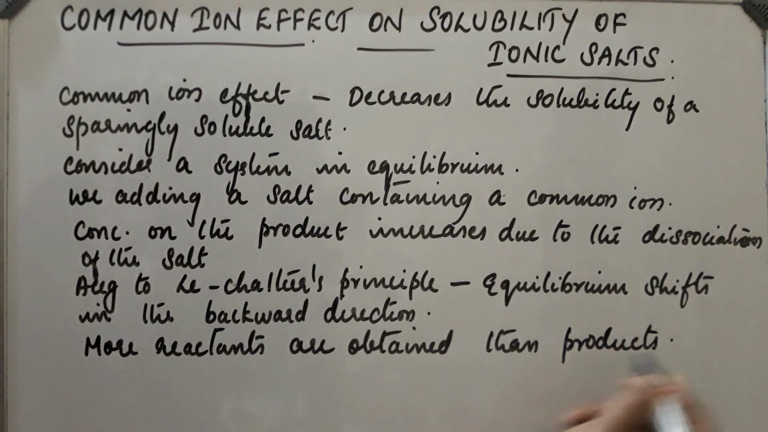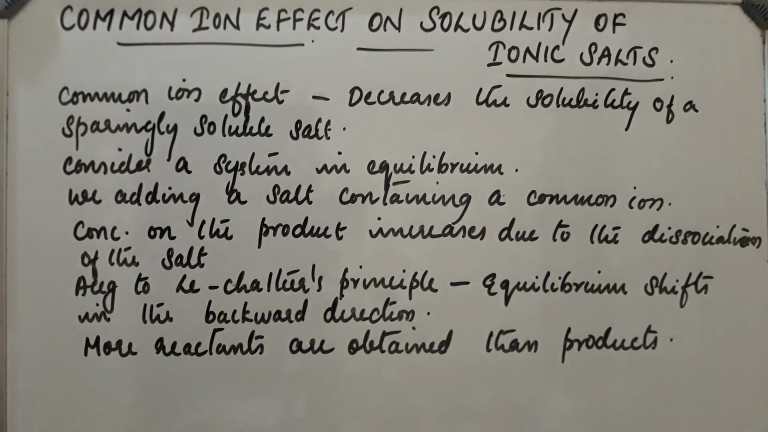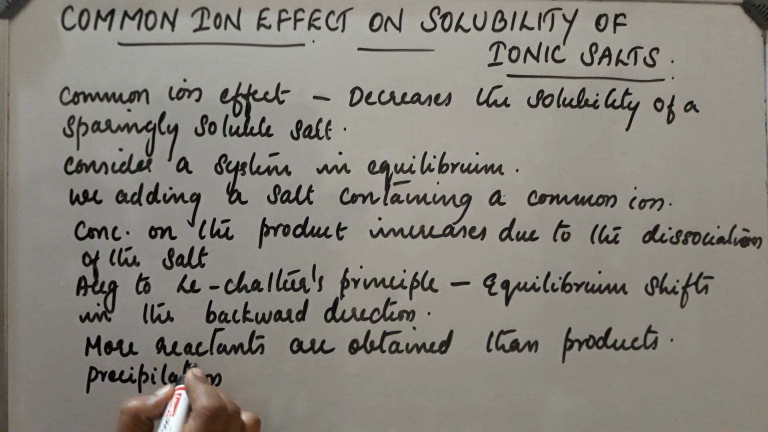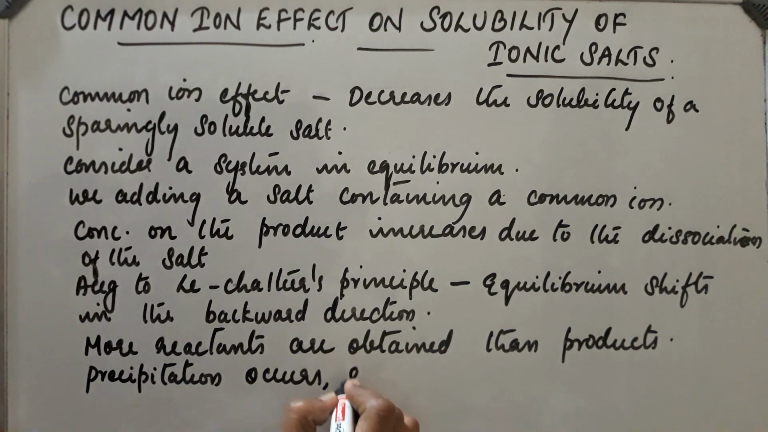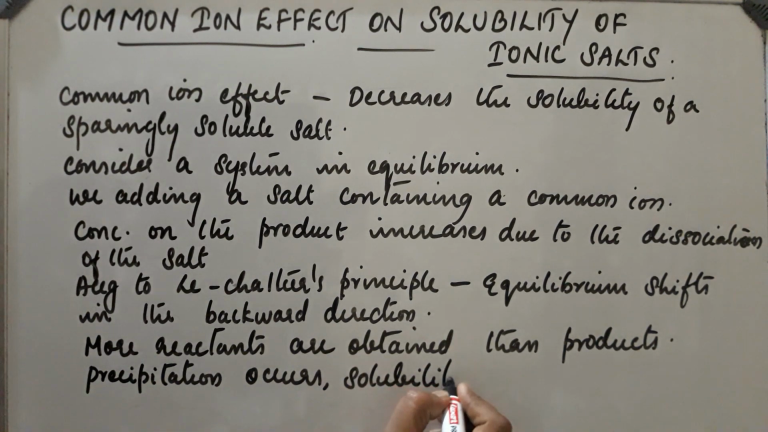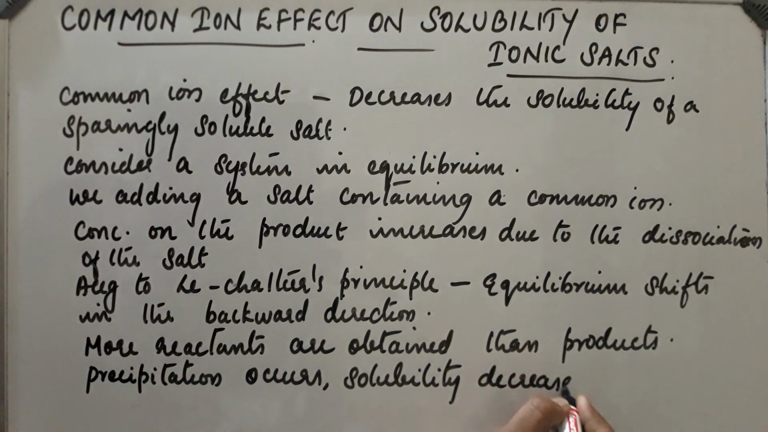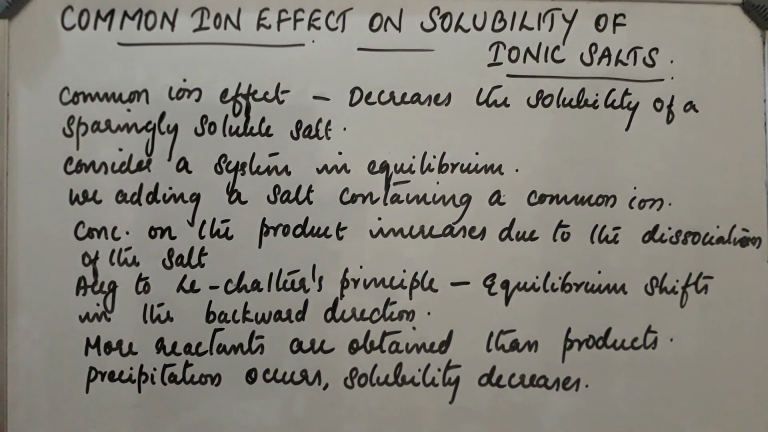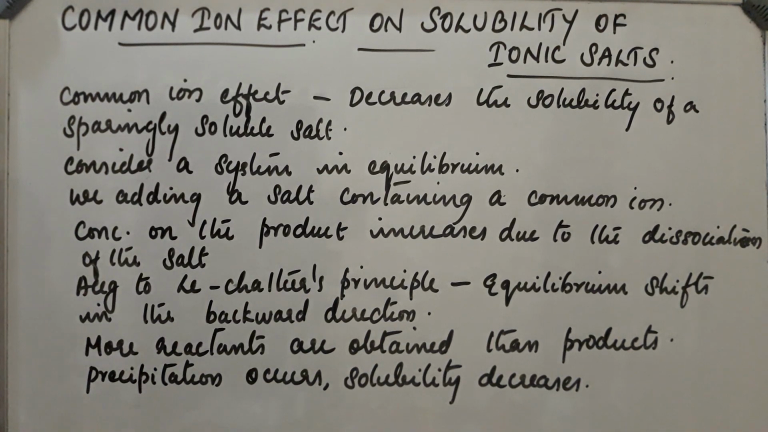Or we can say there will be more undissociated reactants present. Due to this, precipitation will occur, which means solubility decreases. So if we add a common ion to a system in equilibrium, the equilibrium shifts backward, more reactants are obtained than products, precipitation occurs and thus solubility decreases. We can explain this with suitable examples.